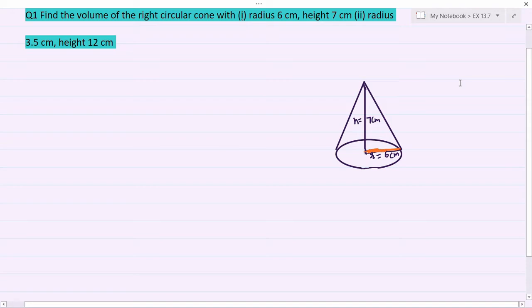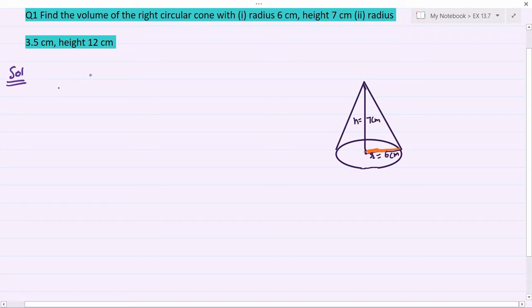You can see here on the screen that the first question is: find the volume of a right circular cone with radius 6 cm and height 7 cm. Right? Now you have to find out the volume. Now what is the volume of a right circular cone? The volume of a right circular cone is 1 by 3 pi r square h. Okay, let us start the solution.